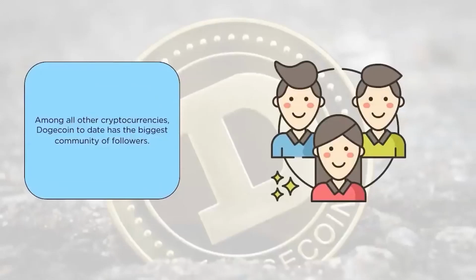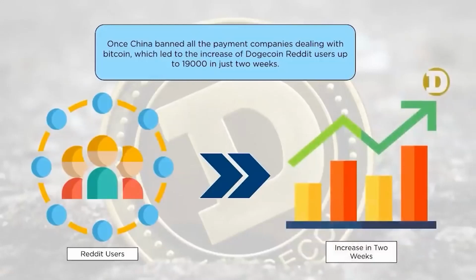which led to the increase of Dogecoin Reddit users up to 19,000 in just 2 weeks. Thus, the price of Dogecoin escalated to 300%. Dogecoin's followers provide full support to Dogecoin and act in unity to try every bit to make it more popular and grow. Once they raised a fund of $55,000 for a NASCAR driver, John Weiss, who in return covered his entire car with Dogecoin and Reddit alien images. Such a beautiful family.